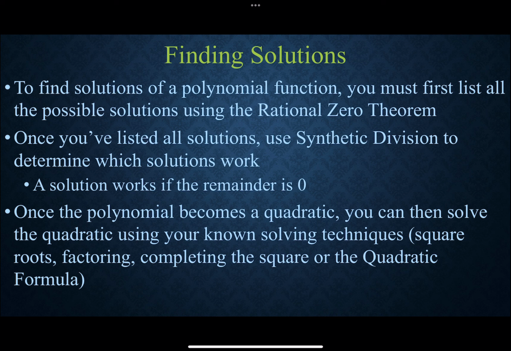The goal is to keep on doing this until the polynomial becomes a quadratic. So if we're starting with x cubed, we've got to find one working solution to make it a quadratic. If it's x to the 4th, we need 2 working solutions, x to the 5th, 3, and so on. Because once it's a quadratic, it can either be solved by square rooting it, factoring it if it's a nice number, completing the square, or the quadratic formula if it's not going to be factorable. Once we get to a quadratic, we have known techniques to work with.